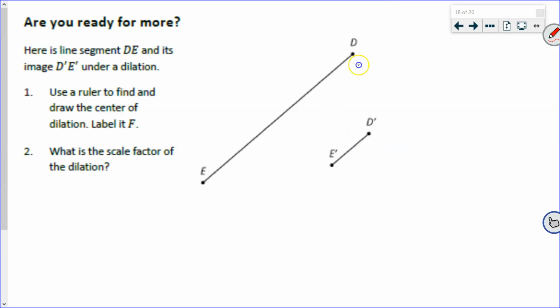Here is line segment DE. Here is its image D prime E prime under a dilation. It says use a ruler. Find and draw the center of dilation. How are we going to do this? Quick discussion with your groups, because if you were paying attention to the stars, you would know exactly how to do this. Quick discussion, ready, set, go.